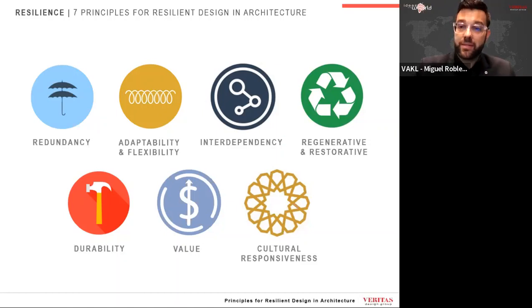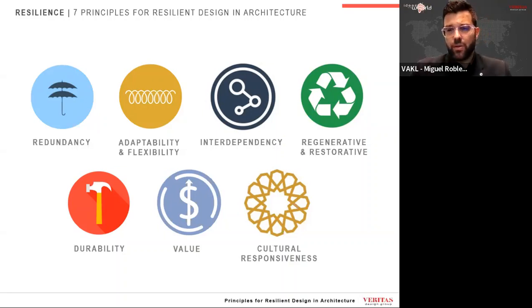The first one is redundancy, which talks about the integration of duplicated systems and structures. The second is adaptability and flexibility, which talks about the ability to respond to the local context and to accommodate changing environmental and social conditions and needs. The third one is independency, which speaks about the ability to offer a holistic approach to the building, to the site, and to the city, and even the community.